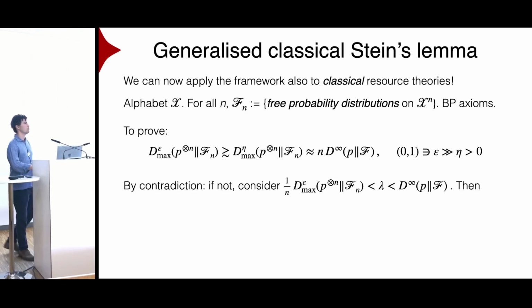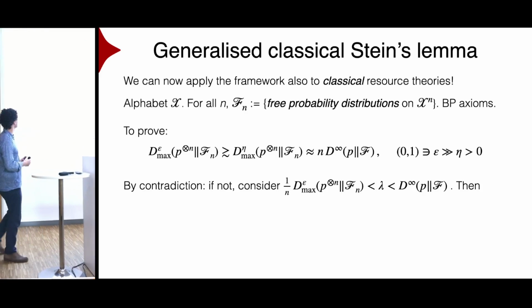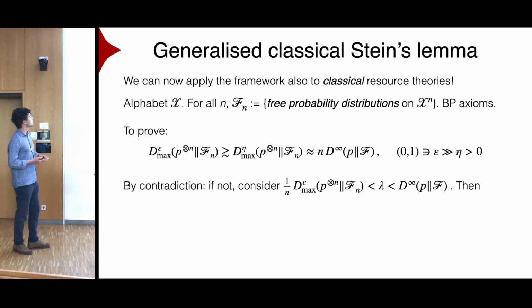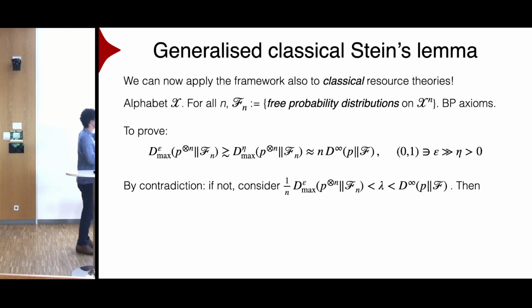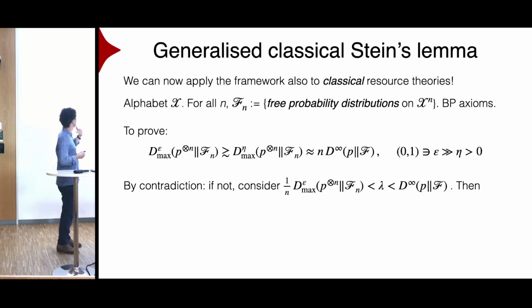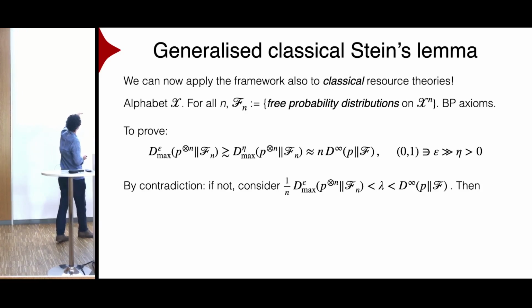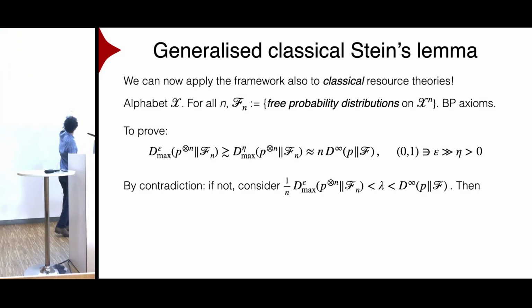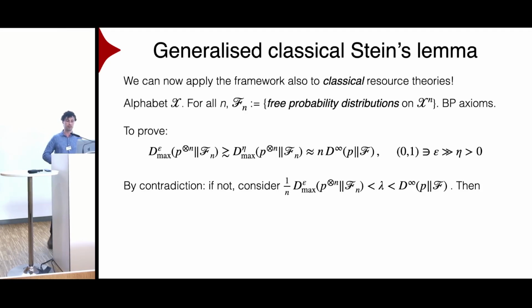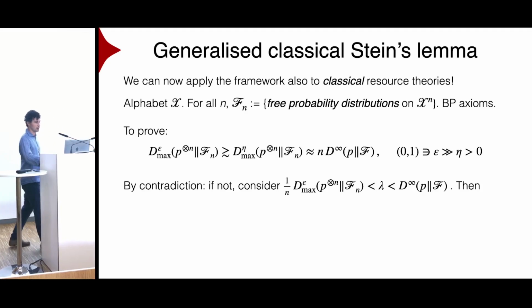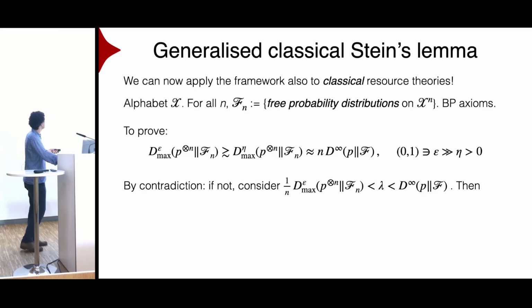Okay, so let's proceed by contradiction. So let's say this is not true. So this means that the D max epsilon is really affected by the epsilon. If you increase epsilon, it really goes down asymptotically. By contradiction, this is what we should assume. So let's say that this D max epsilon is upper bounded by lambda, which is strictly smaller than the regularized relative entropy, okay, in the limit of large n. Okay, so then let's unpack this.